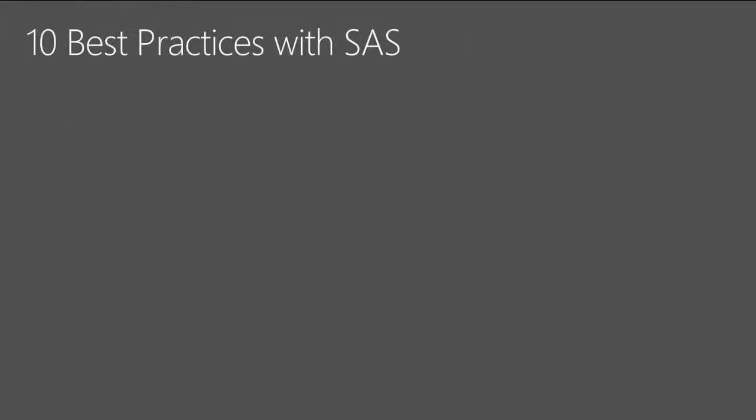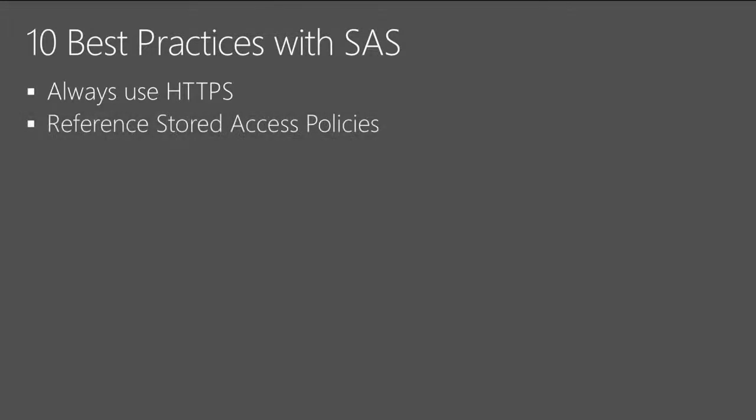10 best practices real quick with SAS. Always use HTTPS. A SAS token will grant the permissions both to whoever you wanted it to and to whoever gets the signature. If they're transmitting that SAS over HTTP, somebody gets it, that's not going to be great. We'll talk about an option on the next slide for how to make sure that's happening. But always use HTTPS. Reference stored access policies where it makes sense.